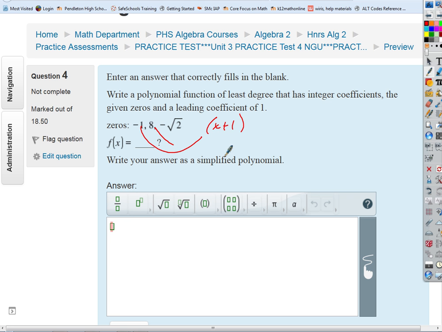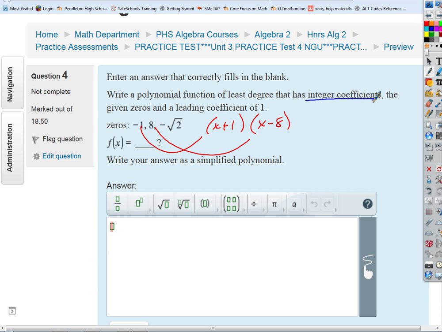So this is just going to turn into the product of x plus 1 times what? Okay, here's the part that's a little tricky. Write a polynomial function of least degree that has integer coefficients, right? That has integer coefficients, then what does the irrational root theorem tell us? That if you have an irrational zero, then what about it? Remember?